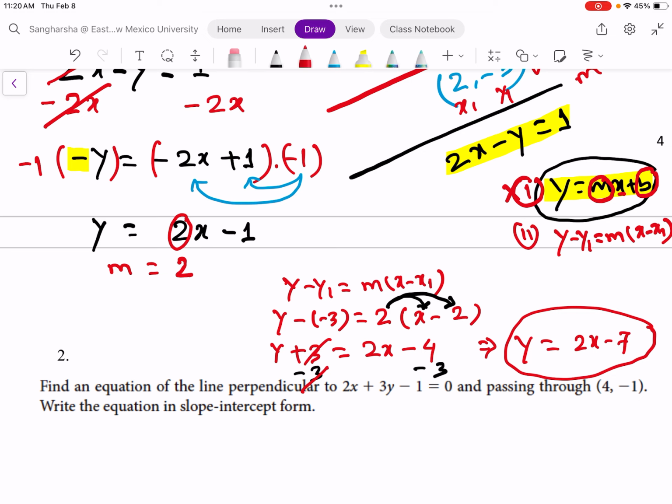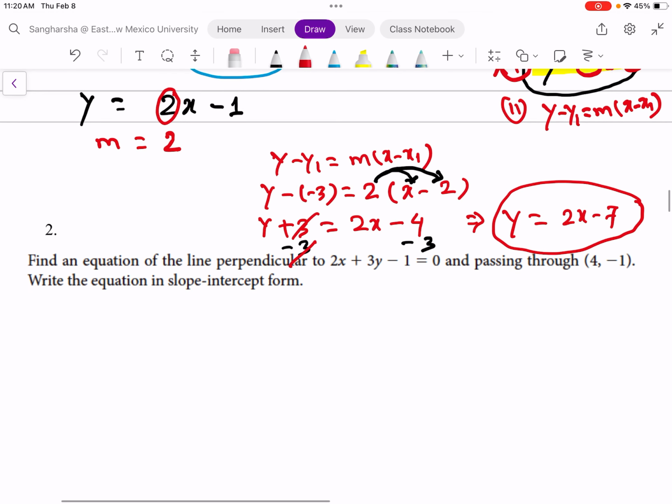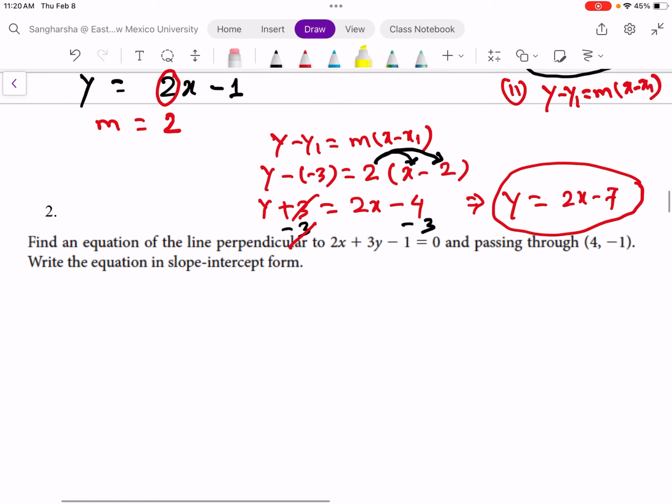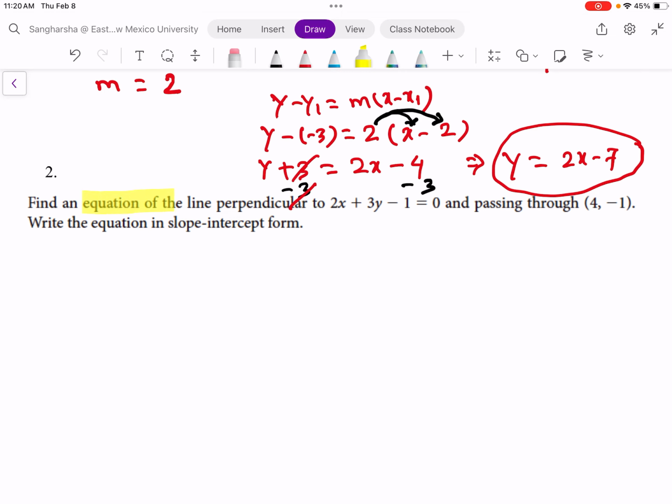Do you have any questions on this one? Now let's go to the next example. It's pretty similar. The only difference is we are given a perpendicular line. Now in the next example, we need to find the equation of a line. Let's draw that line. So we are trying to find the equation of this red line. And this line is perpendicular to 2x plus 3y minus 1 equals 0. So this red line is perpendicular to this line.